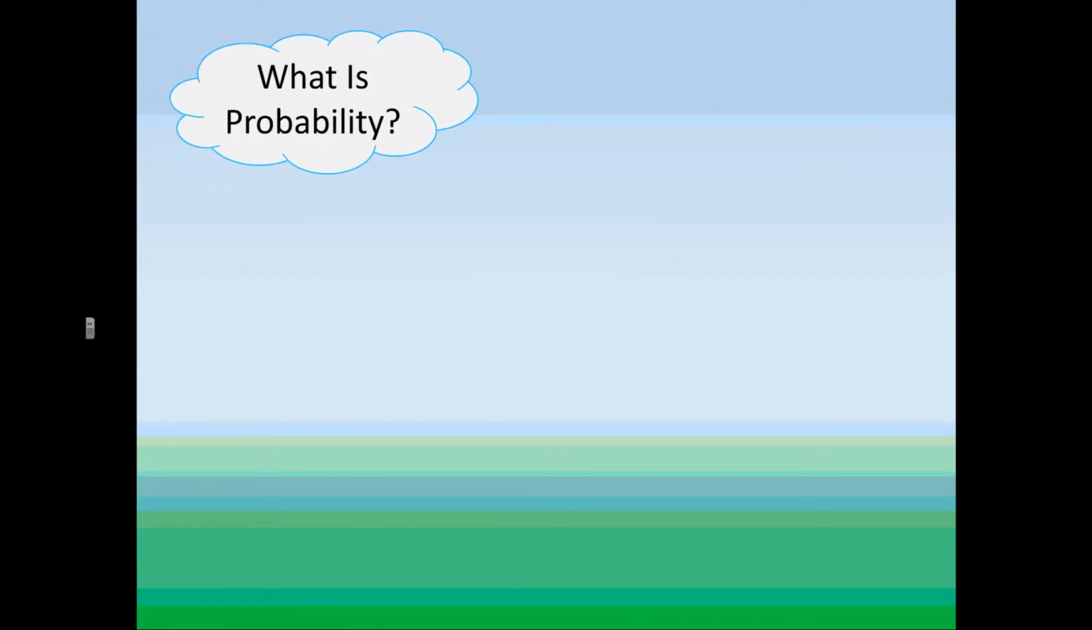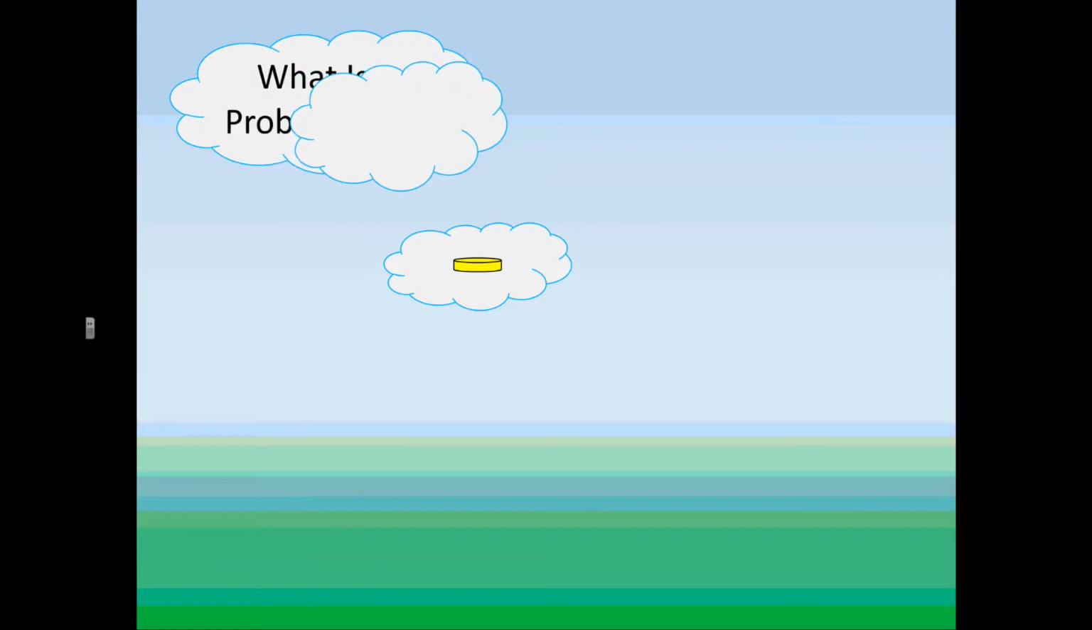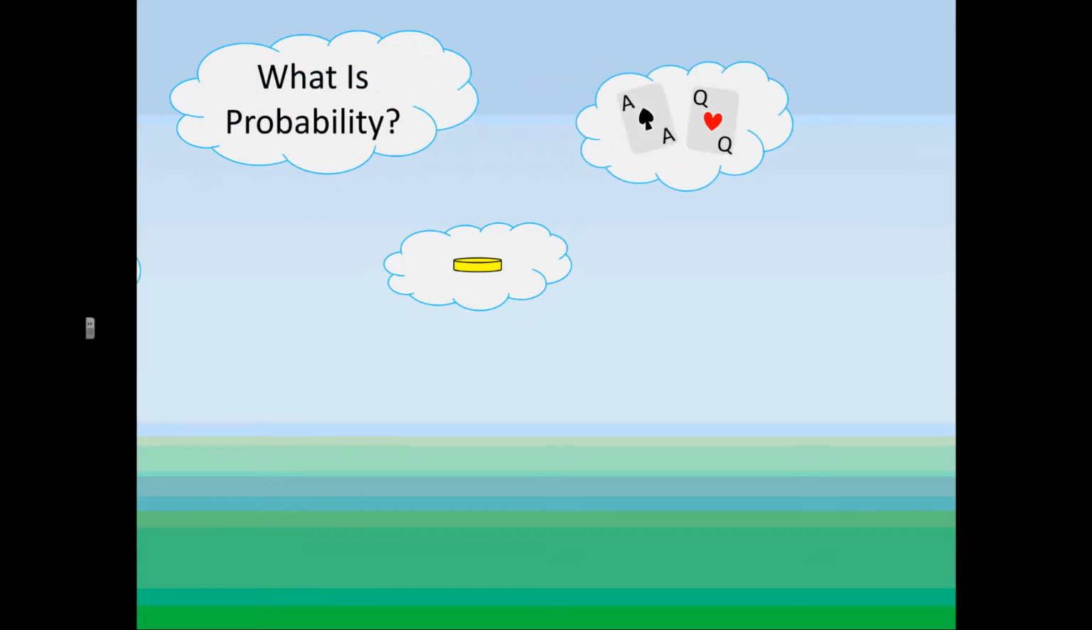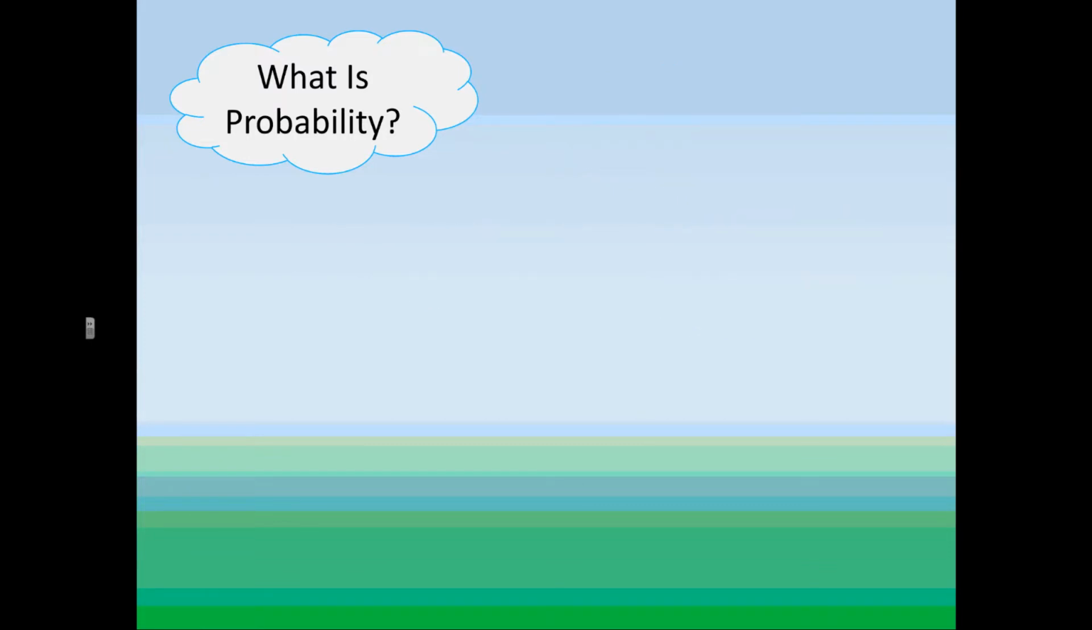What is probability? Now, most people think they completely understand probability. Probability has to do with a flip of the coin, or drawing cards, or maybe even the rolling of a die. But what is it really? Probability actually is a little bit more complicated than that.